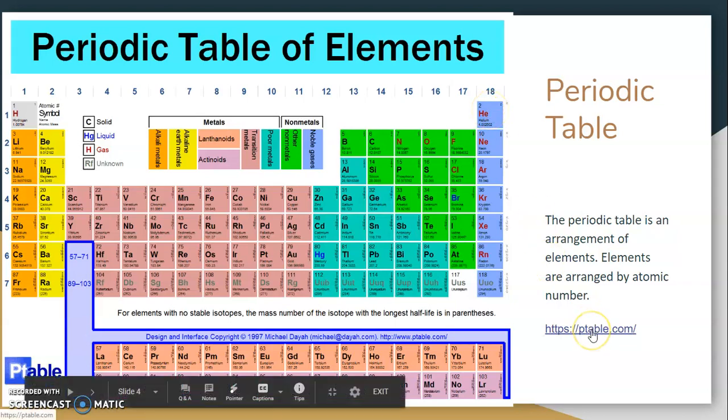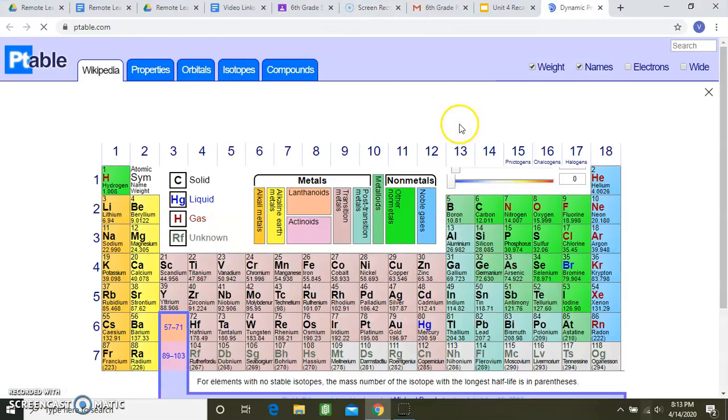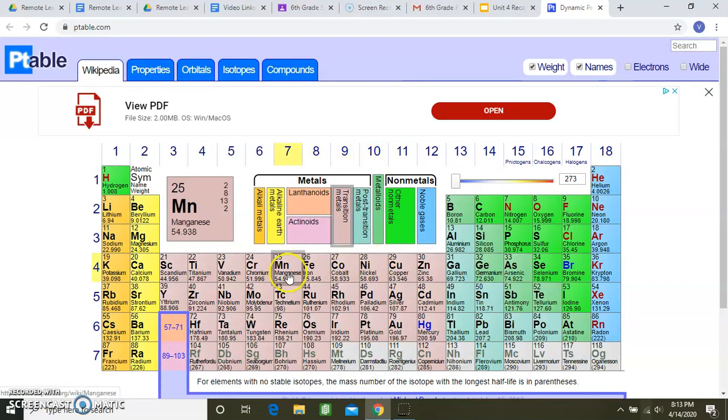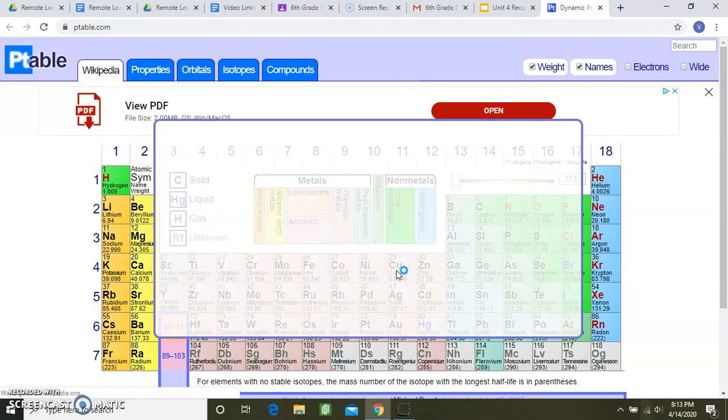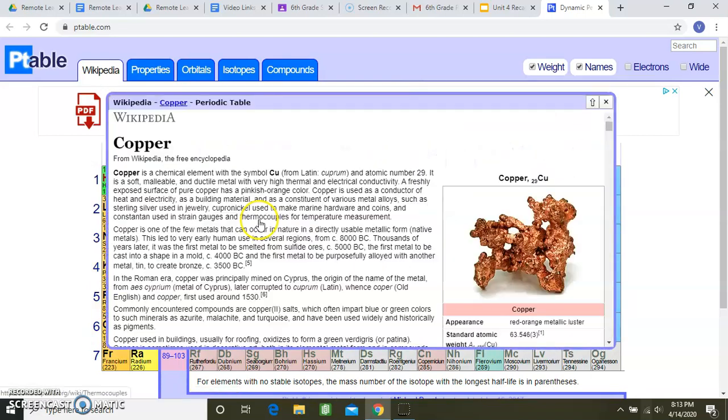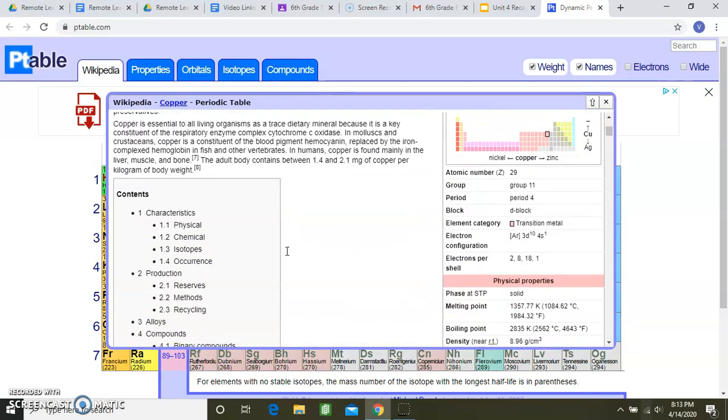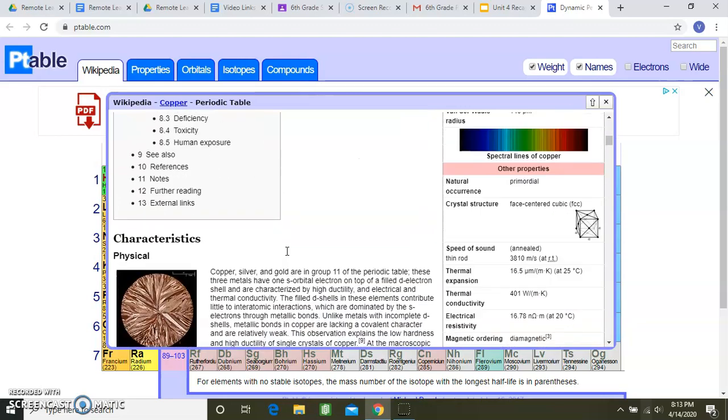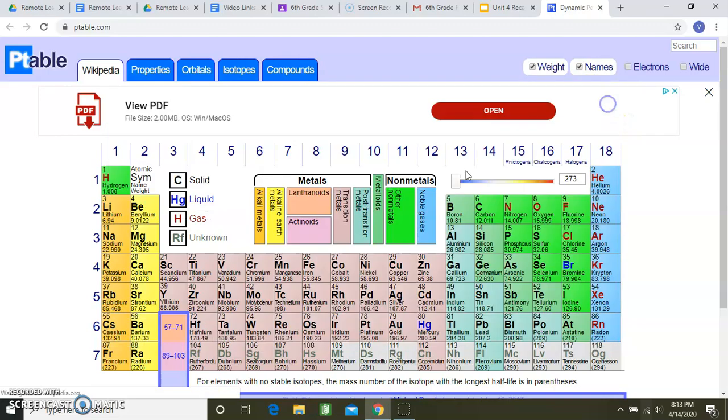Now, I do want to take you to ptable.com. This is an awesome periodic table. It's an interactive periodic table that you can move around. And you can even click on the different elements, like how I did, and it'll show you how copper looks. It'll show you lots of different information on each and every element. So if you get a chance, go to ptable.com and play around with the periodic table of elements.